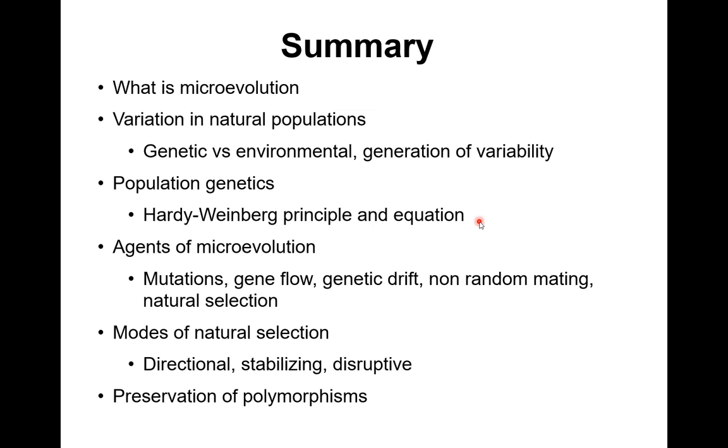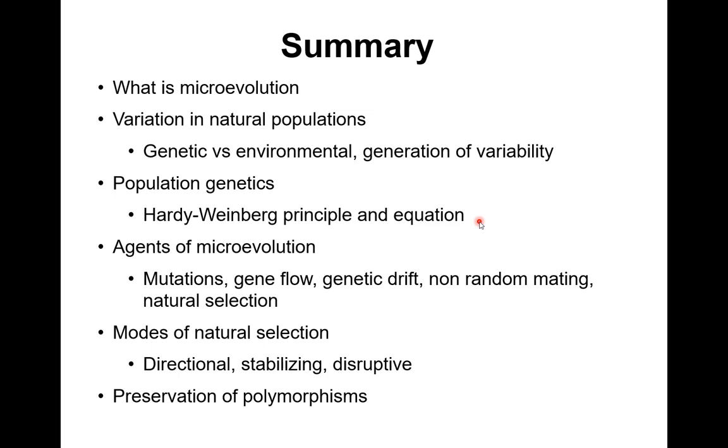Then we talked about what causes microevolution. We talked about mutation, gene flow, genetic drift, the bottleneck effect as part of genetic drift, the founder effect, the same thing, and then non-random mating, and natural selection. And then we talked about how natural selection works by enriching a population for some extreme phenotypes or mean phenotypes and so on. So we talked about directional, stabilizing, and disruptive types of natural selection.